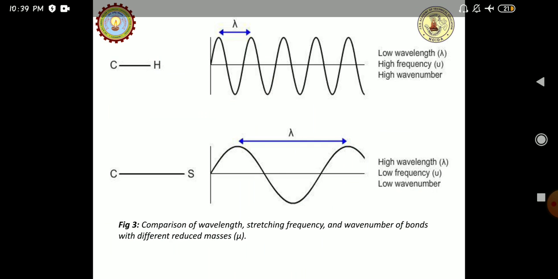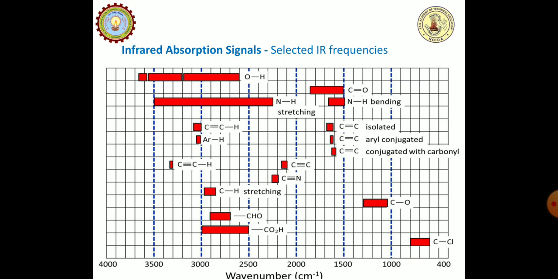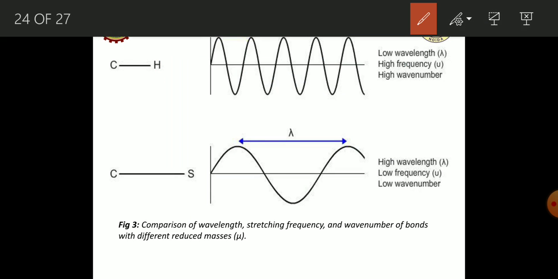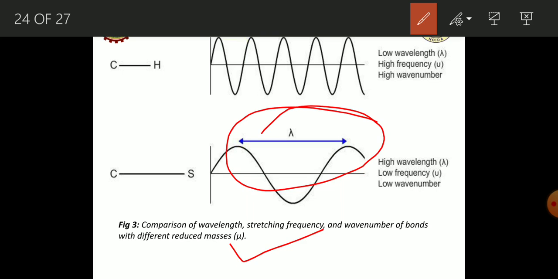That means the distance between two consecutive crests is more, a higher lambda value, and lower frequency. This is the comparison of wavelength, stretching frequency and wave number of bonds with different reduced mass.